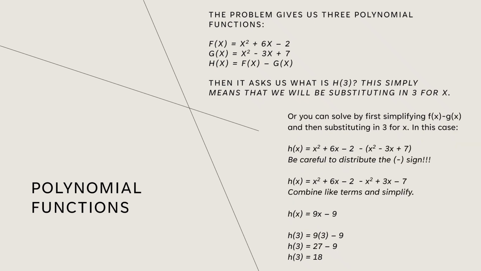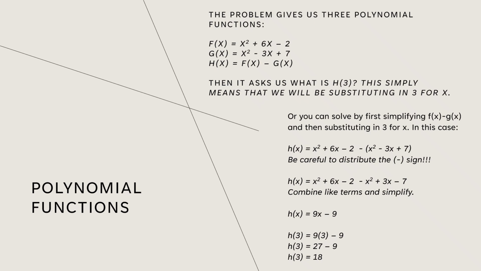Now the other way that you can solve this is first by simplifying f of x minus g of x, and then substituting in the 3 for x. So in this case, you have h of x is equal to x squared plus 6x minus 2 minus all of g of x. And here's where you're going to need to be careful to distribute the minus sign, or the negative sign.